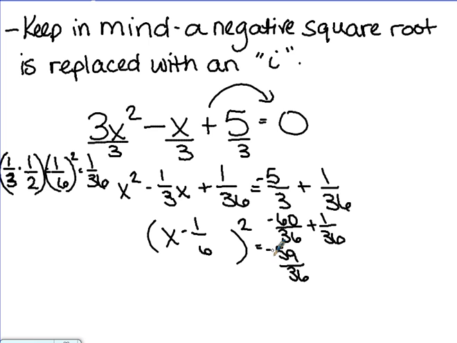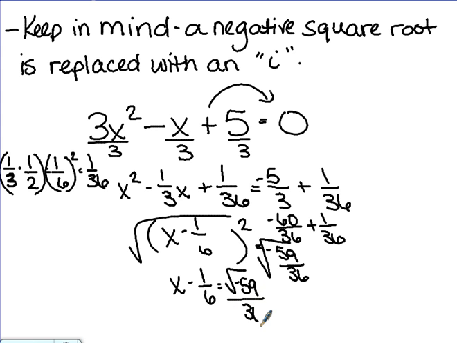You'll already notice that we have a negative on the right side of the equal sign. This has not happened before. We're still solving for x, so we want to take the square root of both sides like we normally do. We get x minus 1/6 equals the square root of negative 59 over 36. And we're going to add 1/6 to both sides. So you get x equals 1/6 plus or minus the square root of negative 59 over 6, because the square root of 36 is 6.